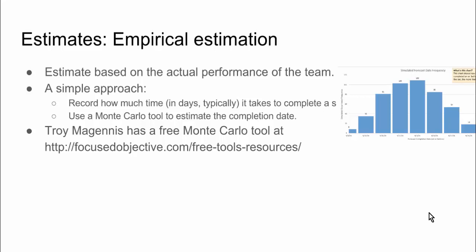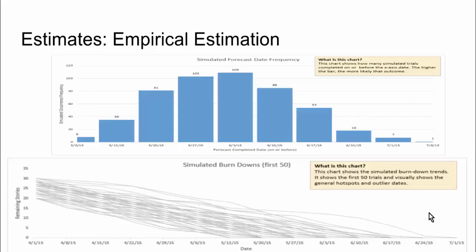If you want to do this on your own, I strongly recommend the Troy McGinnis site, focusedobjective.com, where he has a free Monte Carlo tool. Here's what it looks like. It produces a simulated forecast. So it will tell you that in 81 cases, you're finished here on May 20th. In 103 cases, you'll finish on May 27th, and so on and so forth. And this is based on the historical performance of the team. All you need to do is input the date each PBI or user story started, and when it finished. And it will automatically simulate when you're finished your backlog.